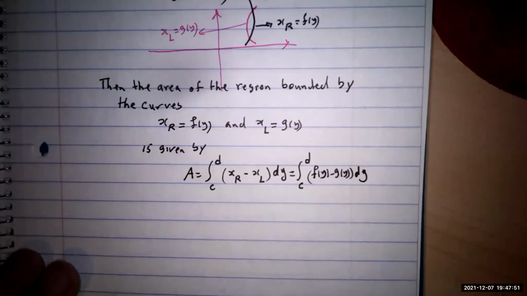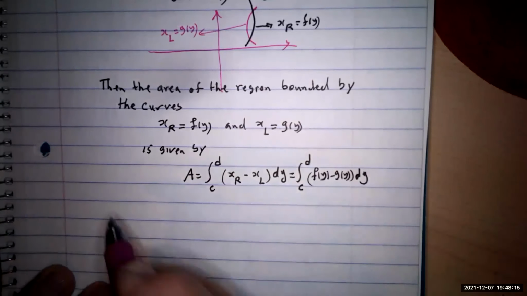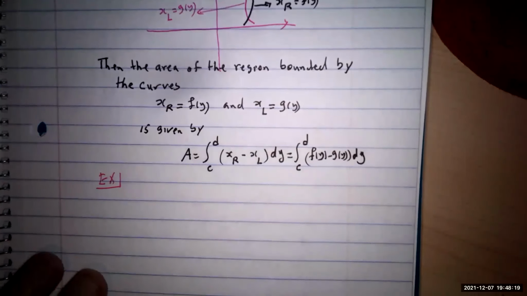So if they change the variable, you integrate with respect to y rather than integrating with respect to x. Okay, any question? So that would be type 2. We give you one of them, but we want to make sure you know it. So this is going to be the example that we are going to have.